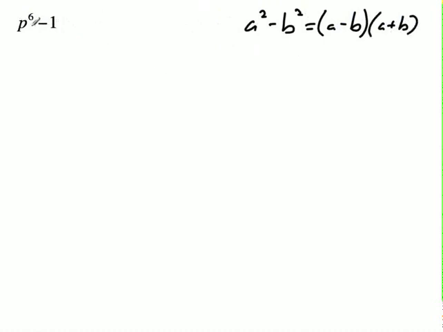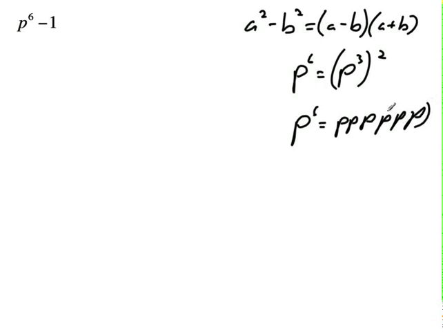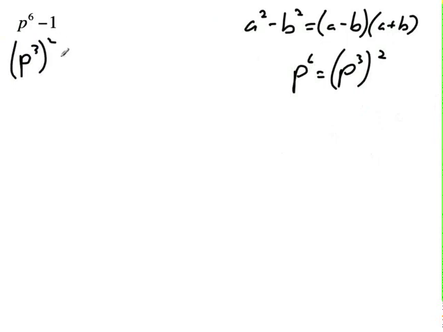Now, hopefully you can see this by now, but p to the 6th is the same thing as p cubed squared. In other words, p to the 6th is the same thing as saying p cubed, but twice, so p cubed squared. So, same idea. So, let's rewrite that. So this is the same thing as p cubed squared minus 1, and I'm going to put the squared there just to make it so we can really see what's going on.